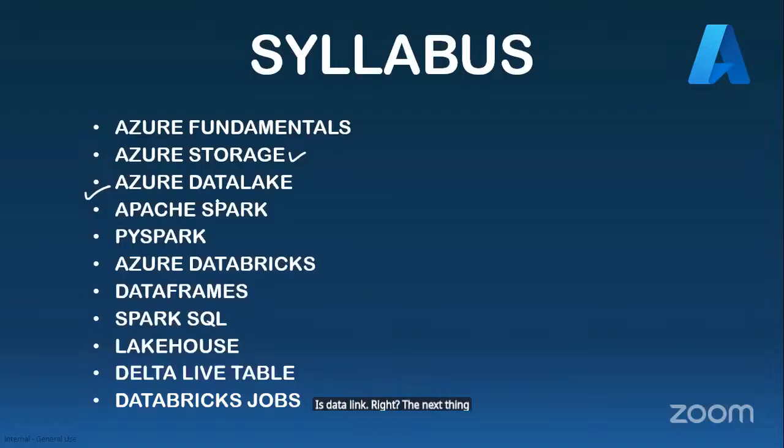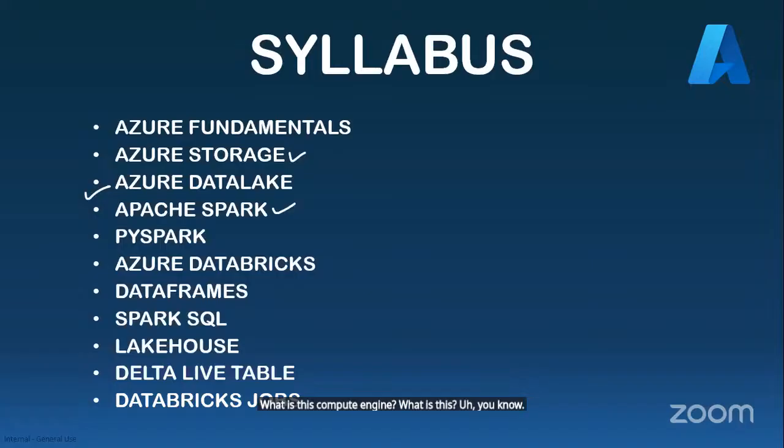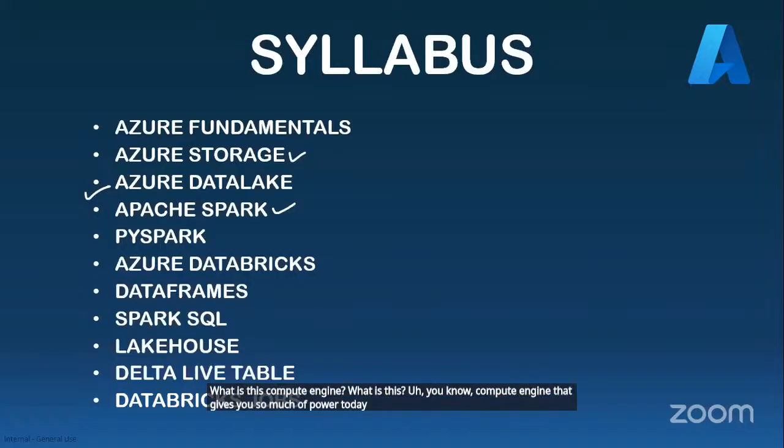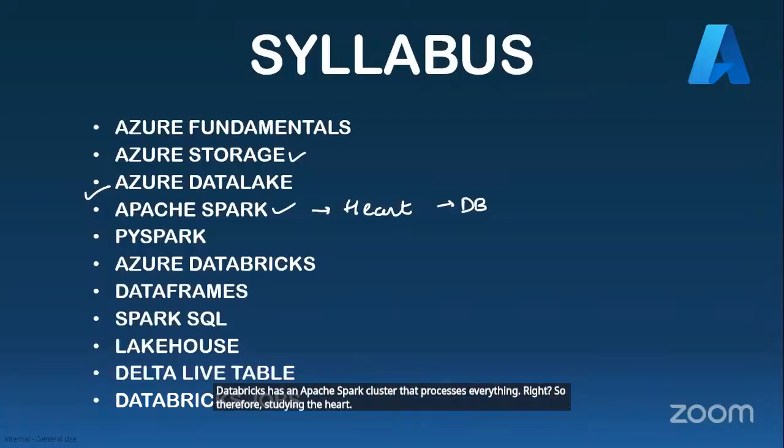The next thing is we'll understand what Apache Spark is, right? Now my assumption is that most of you will have zero understanding of what Apache Spark is. What is this compute engine that gives you so much power today? Why are organizations going behind Apache Spark? Because Apache Spark is actually the heart of Databricks. At its core, Databricks has an Apache Spark cluster that processes everything, right? So studying the heart becomes really important.